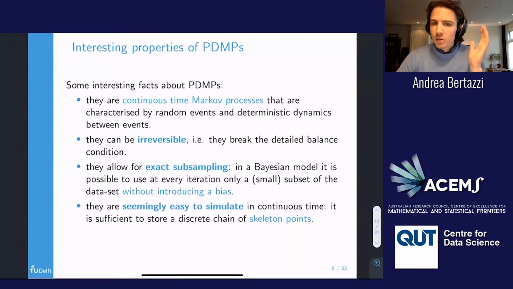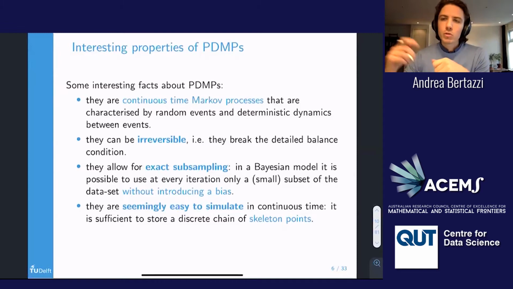And then they're seemingly easy to simulate. Of course, I will show you this is not really the case, but if you think about it, it seems very simple because there are deterministic dynamics, and then there's some random event. What can be difficult about it? In some cases that's true, we can simulate them in continuous time. The point there is that we can just store a discrete chain of skeleton points, and then we can reconstruct what happened between the skeleton points. So in that sense, we can really use continuous time trajectories for these processes.